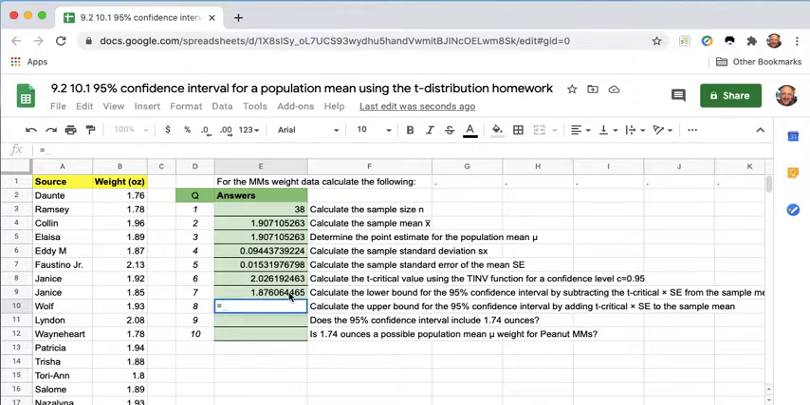I'll do this one slowly too. The sample mean, be careful. I'm talking about how far from the mean I am. So I put in the sample mean plus the t critical times the standard error. Be careful where you click in these operations. About 187 to 193.